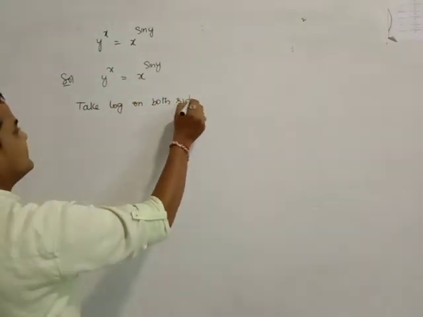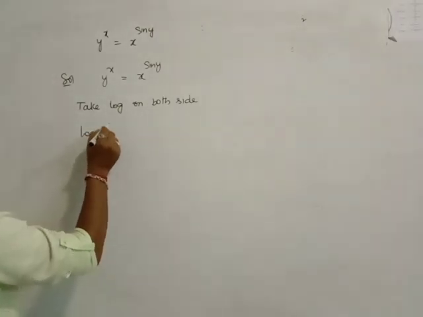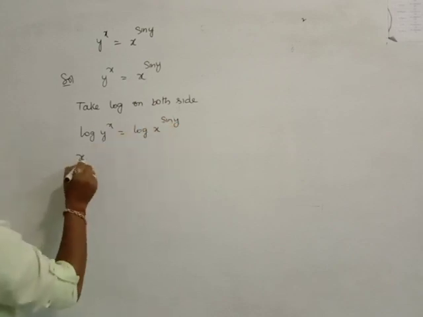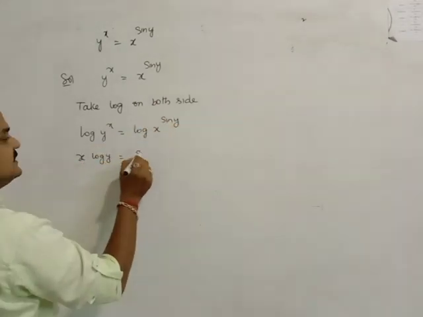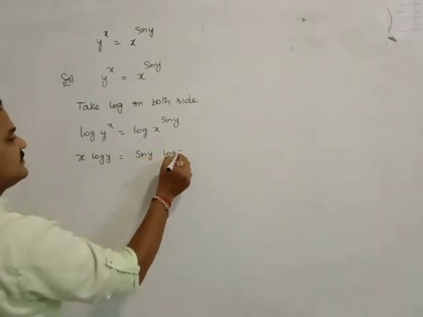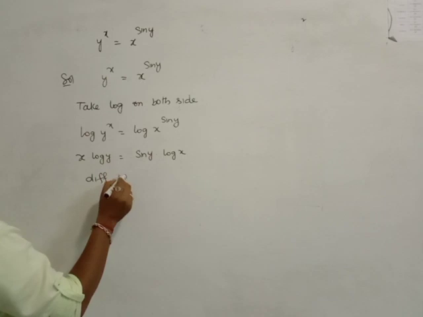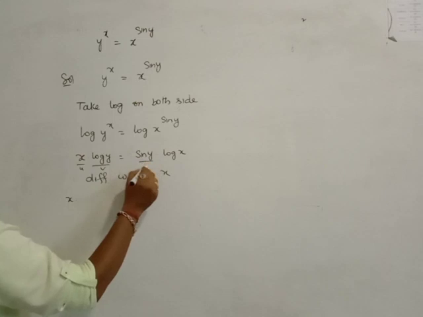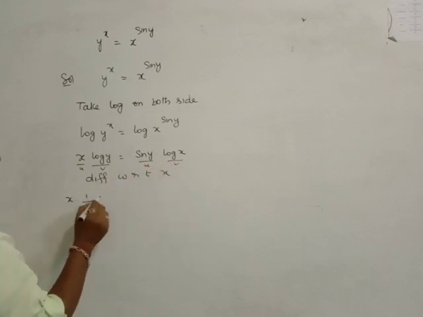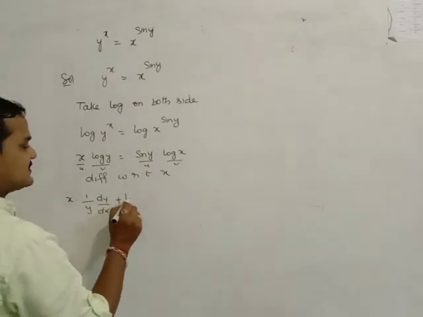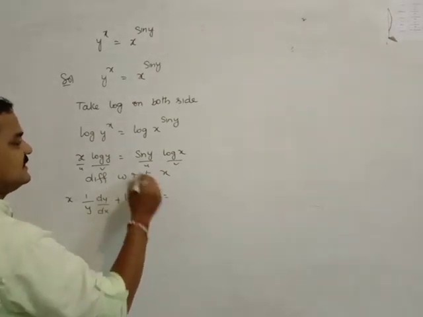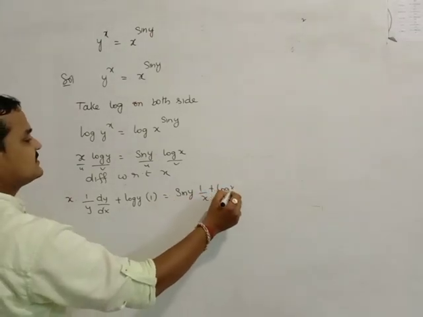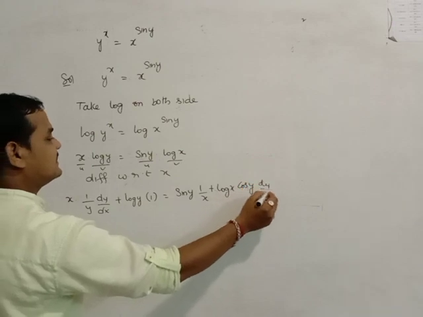Now apply the log on both sides. Finally you can get log of y power of x is equal to log of x power of sin y. Same concept, x into log y is equal to sin y into log x. Now go for the differentiation and treat y also as a function. So x into log y, this is uv, and again it is also uv. x into derivative of log y is 1 by y dy by dx plus log y into derivative of x is 1. Similarly, sin y into derivative of log x is 1 by x plus log x into derivative of sin y is cos y into dy by dx.